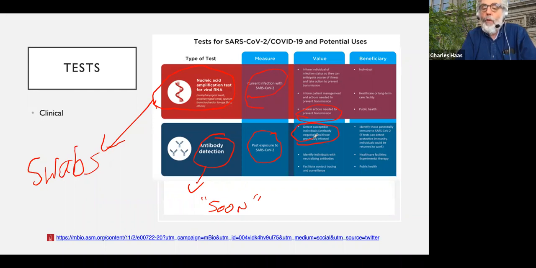Identify individuals who have the antibody, but we don't know whether the presence of the antibody is sufficient to result in immunity if those individuals who are antibody positive become exposed again. And then finally, to also assist with contact tracing and surveillance. Again, there's beneficiaries to the individual, to the healthcare system, and to public health.